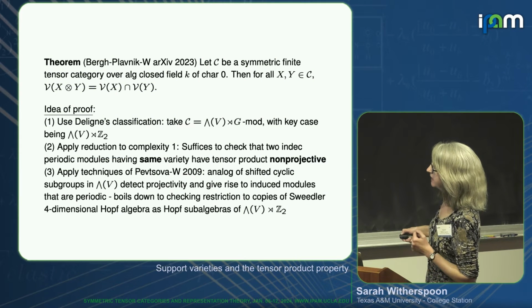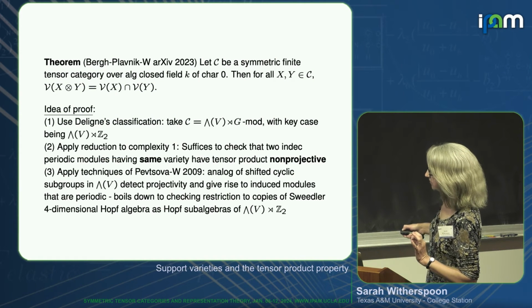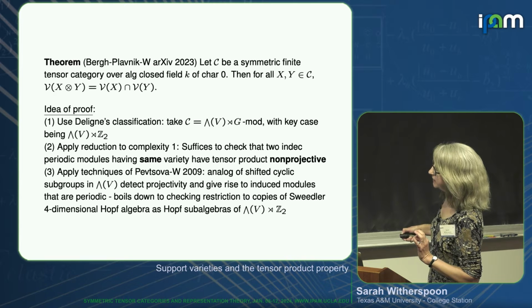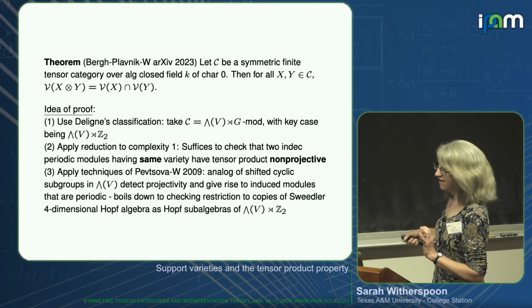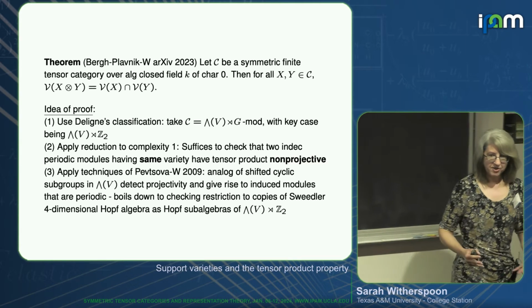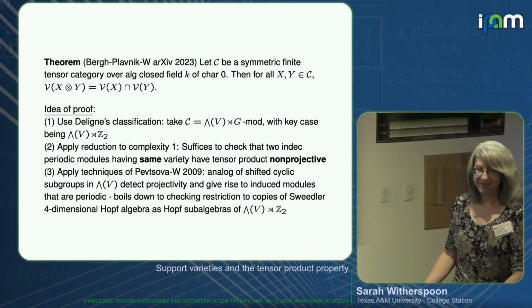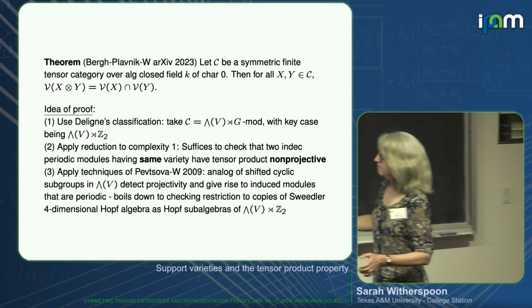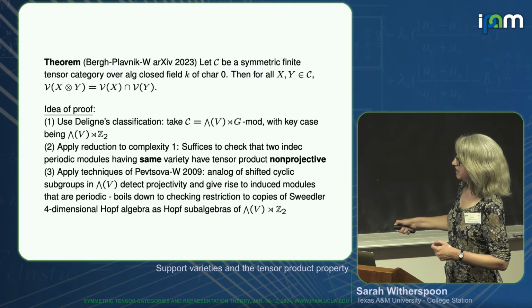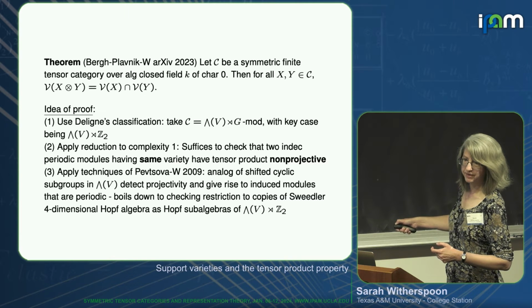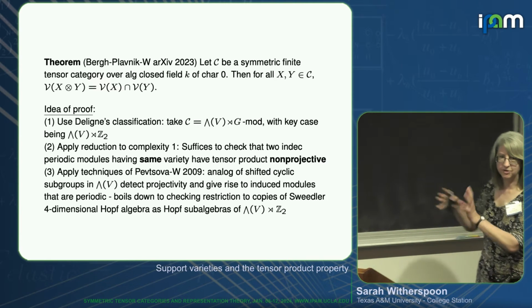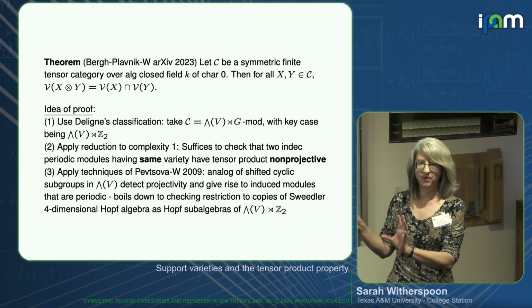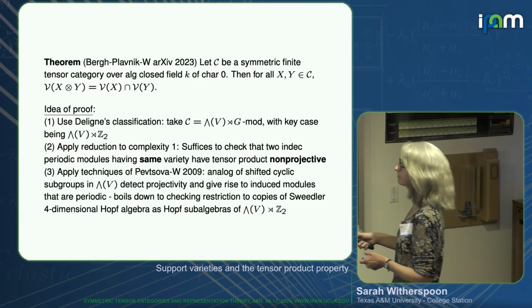And the idea is, well, we're going to use Deligne's classification. The key case is just where this finite group is just Z2 itself, nothing more. We're in characteristic 0. The group algebra is semi-simple. It's a finite group. So it's just a bit of fluff to get from the category of modules here to the category of modules here. I mean, there's work to do to relate one to the other, but it's really not the hard part.